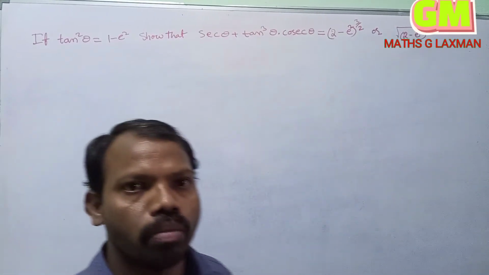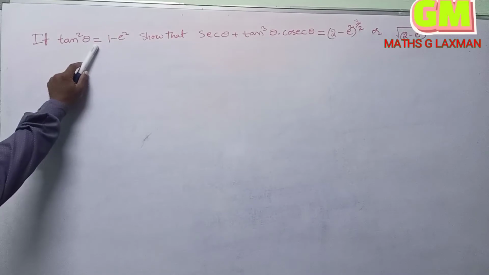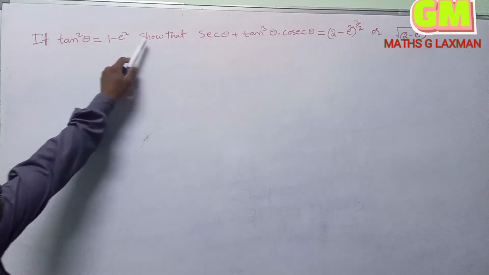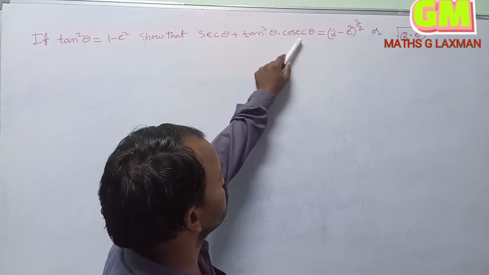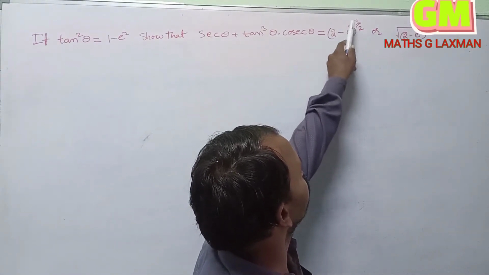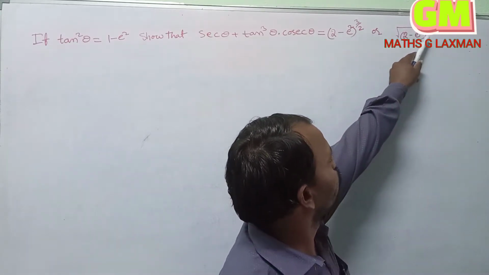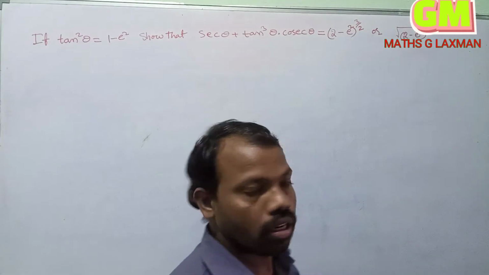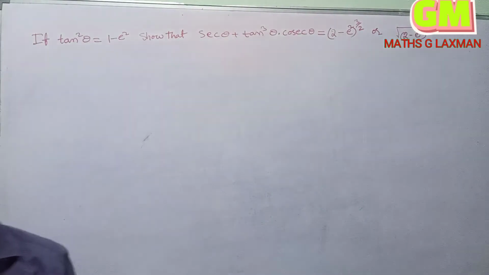Let us see the one more problem. If tan square theta is equal to 1 minus e square, show that secant theta plus tan cube theta into cosec theta, which is equal to 2 minus e square whole to the power of 3 by 2, or 2 minus e square whole cube under root of 2 minus e square whole to the power of 3.